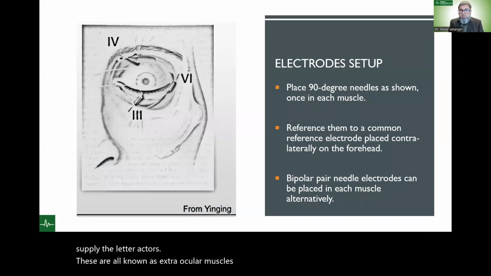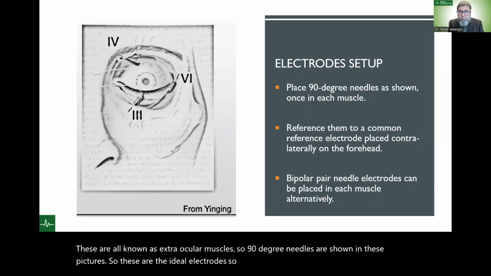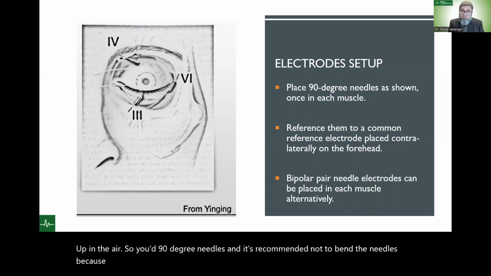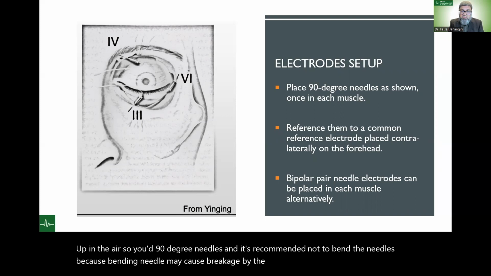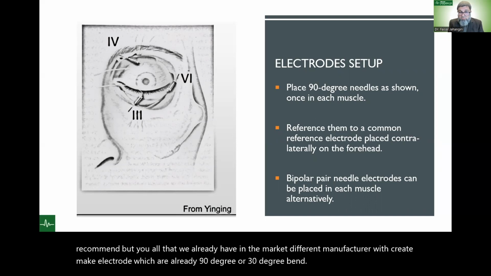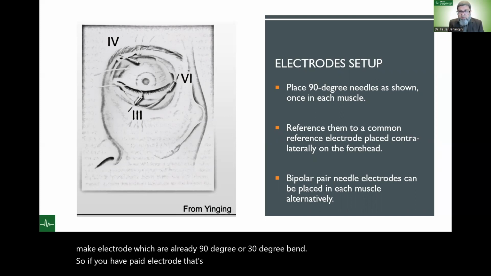So 90-degree needles are shown in these pictures. These are the ideal electrodes. You should not be placing a straight needle because they are up in the air. So use 90-degree needles. It's recommended not to bend the needle because bending may cause breakage, and most manufacturers don't recommend it. But we already have in the market different manufacturers which make electrodes which are already 90-degree or 30-degree bend. If you have a paired electrode, that's ideal.